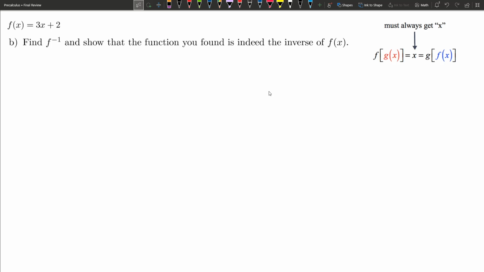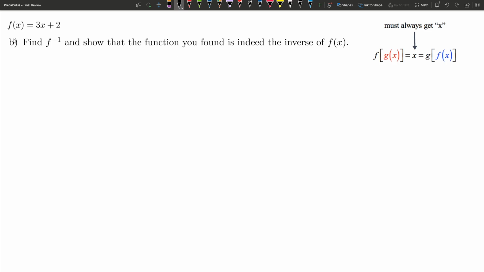In this video, I'm going to show you how to find the inverse of a function and also how to verify that two functions are inverses of each other. So here we have function f, and we want to find f inverse and also show that the function you found is indeed the inverse.